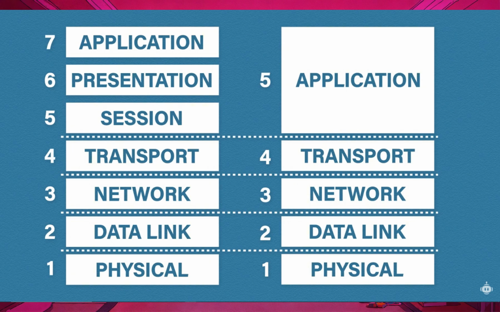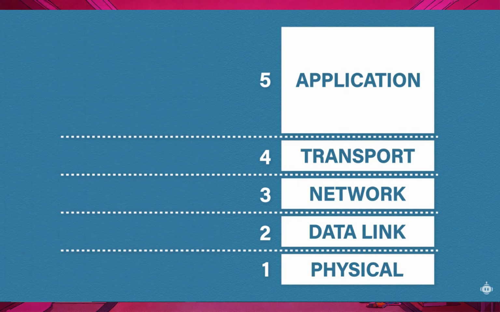So let's remind ourselves about the protocols and devices at each layer. At the application layer, we have application protocols such as HTTP, FTP, and SMTP. The 2 most common transport protocols are TCP and UDP.